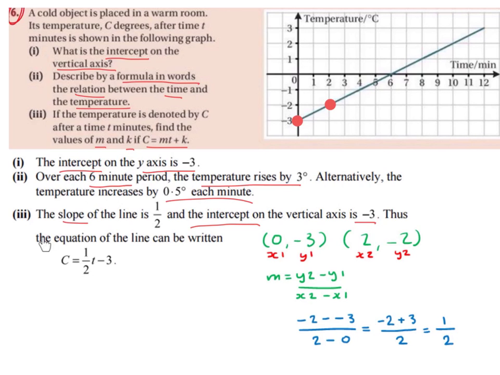So thus, the equation of the line can be written as C equals a half t minus 3. So the half represents the slope, and the -3 represents the y-intercept.